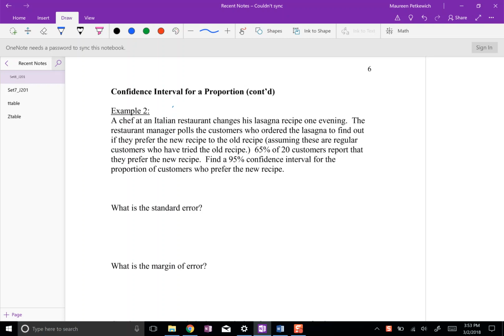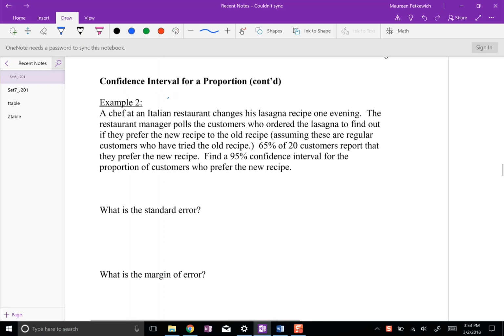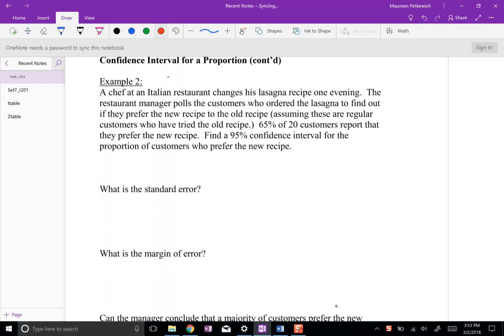Let's have another example for the confidence interval for a population proportion. A chef at an Italian restaurant changes his lasagna recipe one evening. The restaurant manager polls the customers who ordered the lasagna to find out if they prefer the new recipe or the old recipe. We found that 65% of 20 customers report that they prefer the new recipe. Find a 95% confidence interval for the proportion of customers who prefer the new recipe.